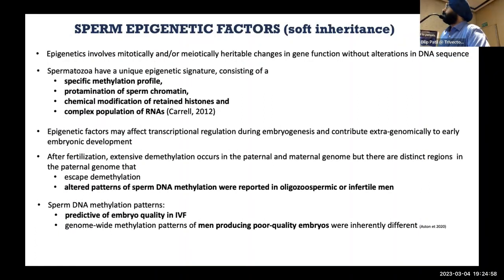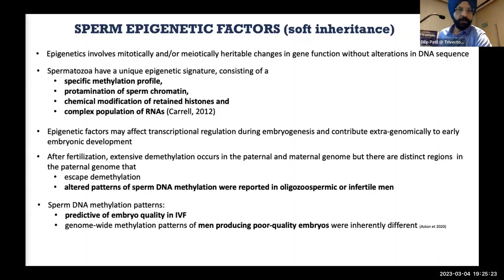Sperm epigenetic factors, which is also known as soft inheritance, because it doesn't change the gene structure, but involves mitotically or meiotically heritable changes in gene function without alteration in the gene sequence. It consists of the sperm methylation profile, protamination of sperm chromatin, chemical modification of retained histones, and a complex population of RNAs.